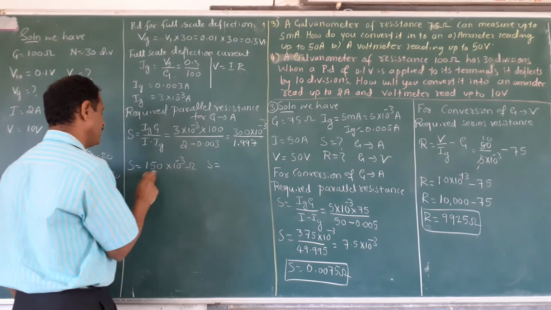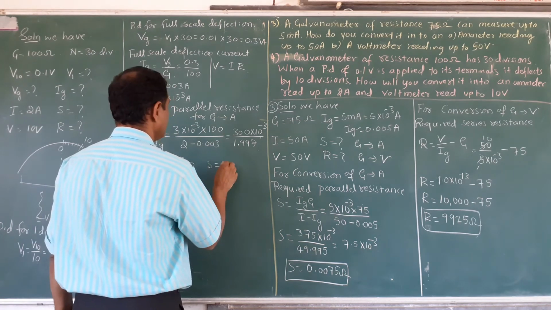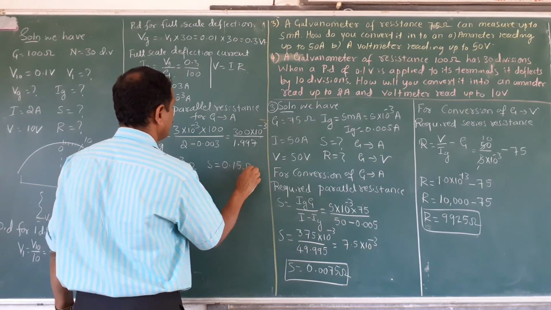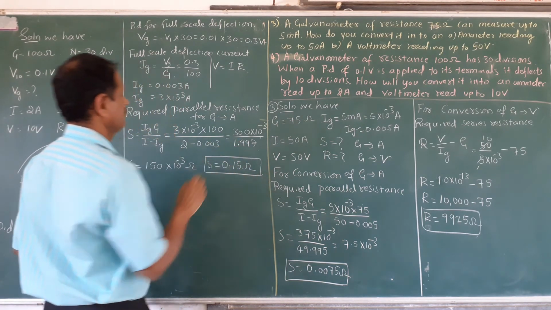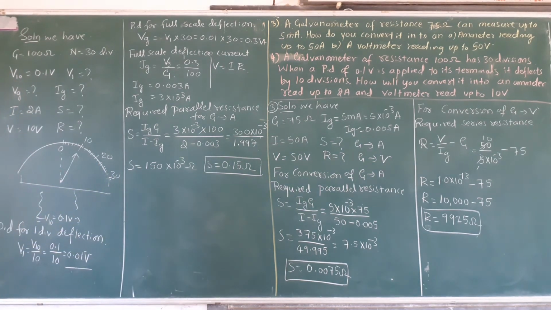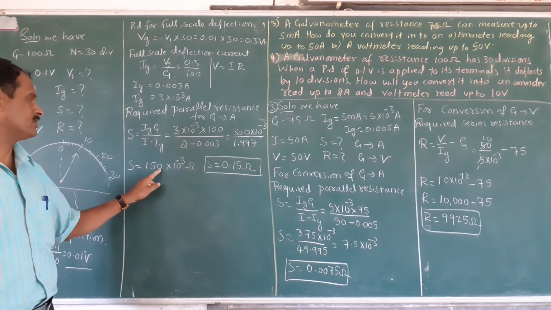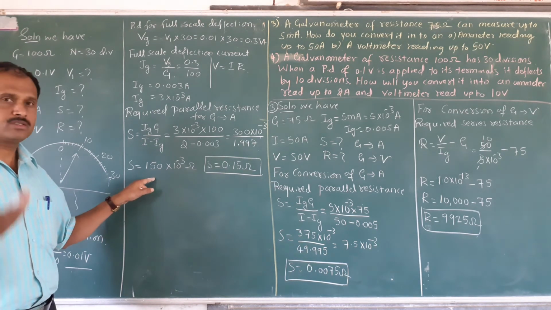S is equal to, finally we got here, 0.15 ohm. Approximately, not like this, this is 0.150 something. Approximately we take 0.15.